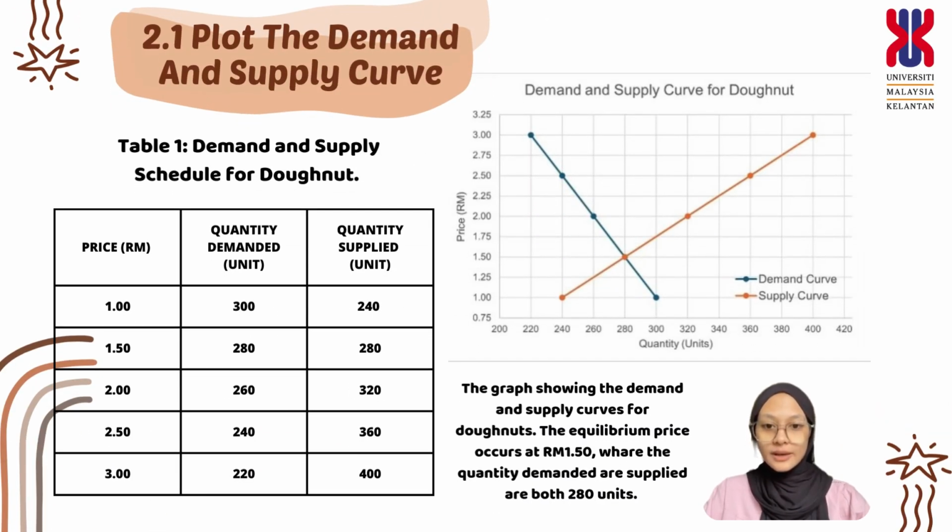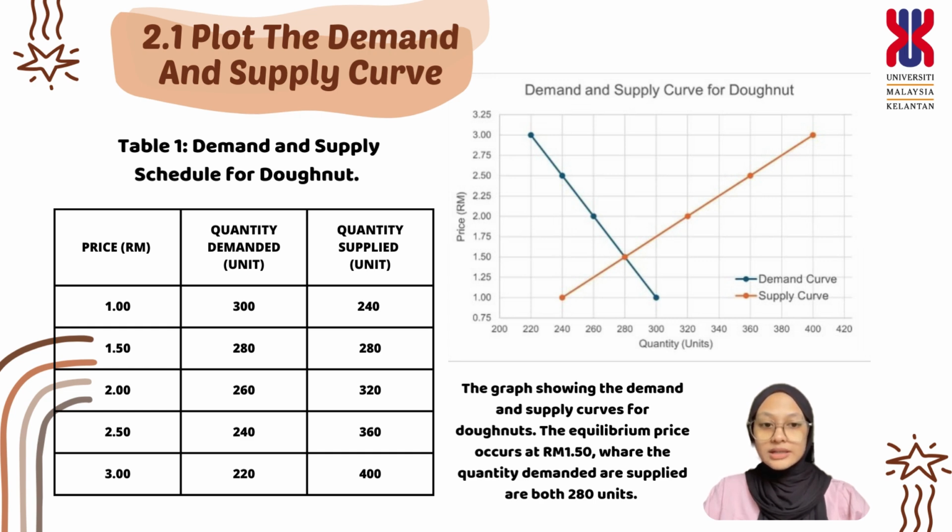Plotting the demand and supply curve. Today, I will be analyzing the demand and supply for the donuts. Starting with table 1, it provided data on the price, quantity demanded, and quantity supplied. From this data, we have plotted the demand and supply curve, as shown on the graph. The demand curve slopes downward, illustrating that as the price decreases, the quantity demanded increases. On the other hand, the supply curve slopes upward, indicating that as the price rises, the quantity supplied increases.